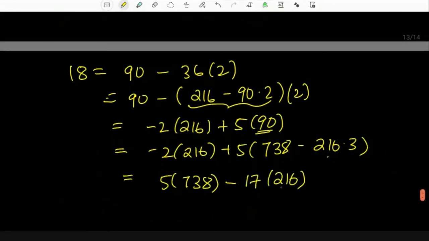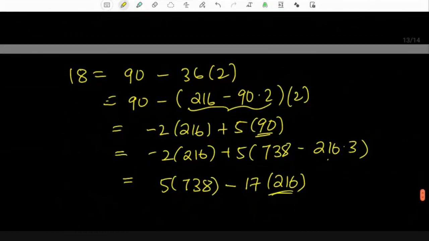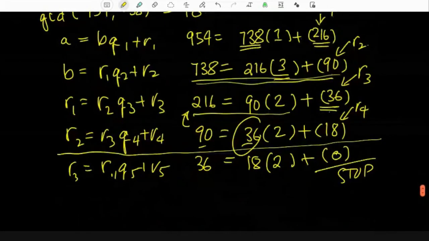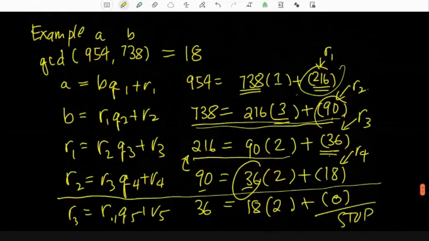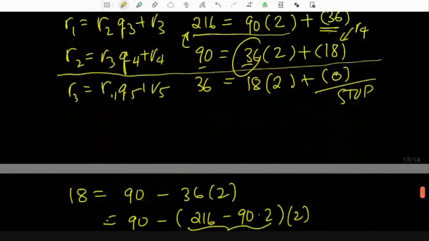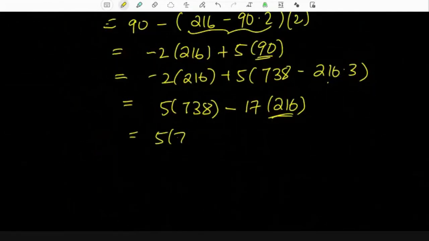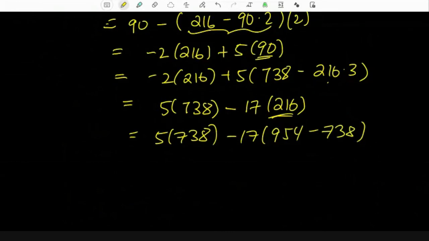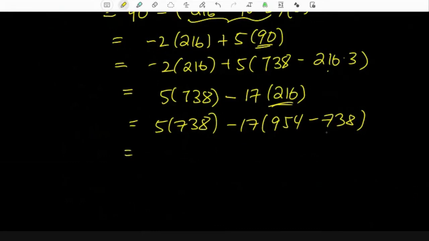This time, we replace the 216. One at a time, don't rush it. After the 90, it's the 216's turn. What is 216 equal to? 954 minus 738. So this is equal to 5 times 738 minus 17 times the quantity 954 minus 738. Let's combine the 738 terms: negative 17 times negative 1 gives plus 17, plus the 5, so 22. So we have negative 17 times 954 plus 22 times 738.